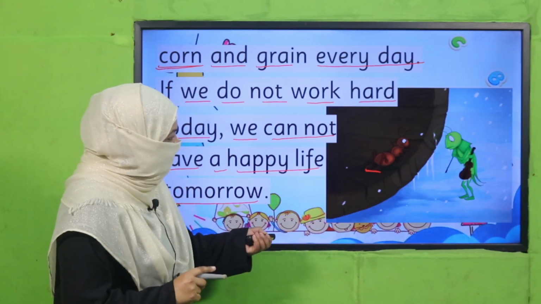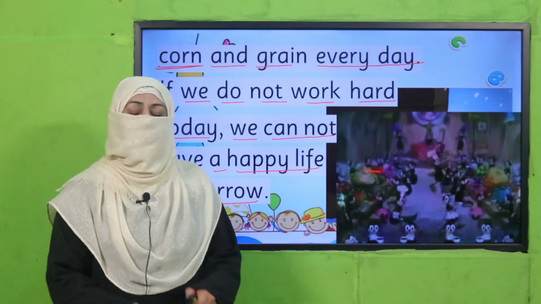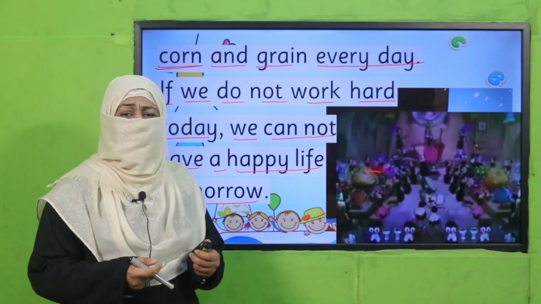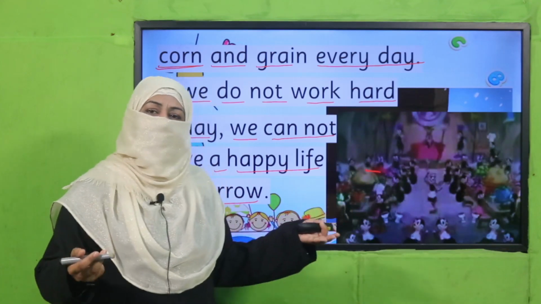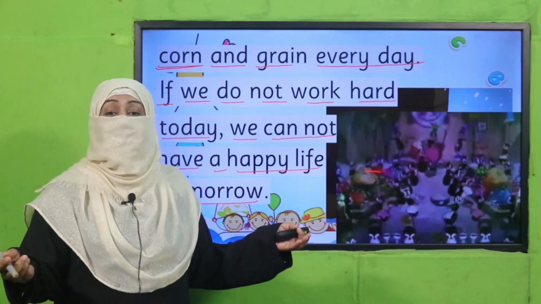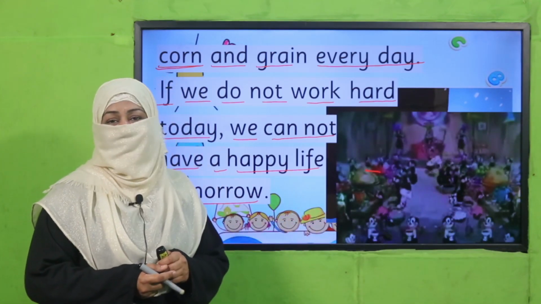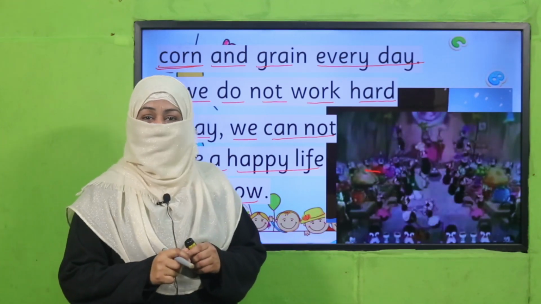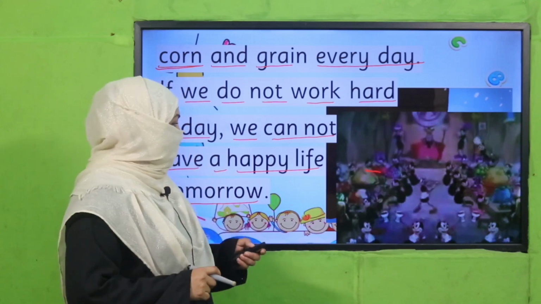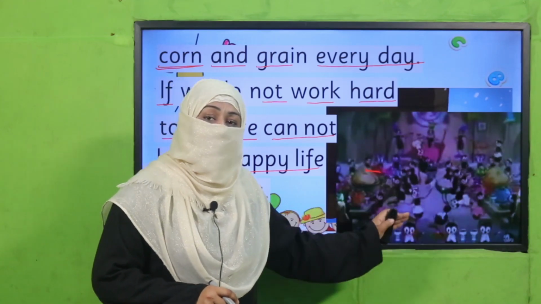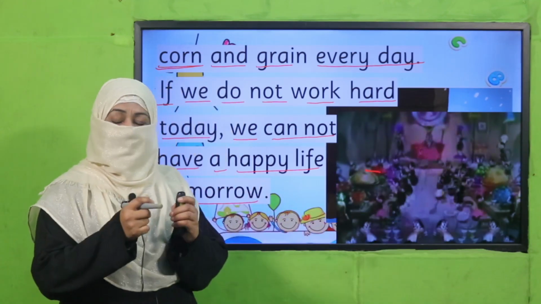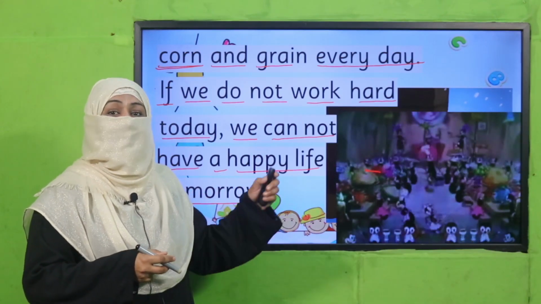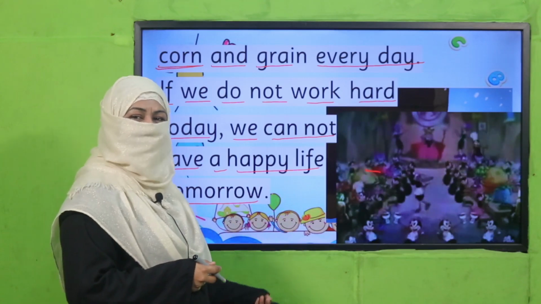So what happened next? Look at this. Now the grasshopper is weak and he is crying. He's hungry. What to do? And the ants are eating. They are having a party because they have stored a lot of food for winter. So we should learn from the ants to work hard. We should also work hard, beta, right? So do you understand? This is how, by looking at the picture and reading the text, we look at the pictures again and again to understand the text. This is how pictures help us to understand the story.